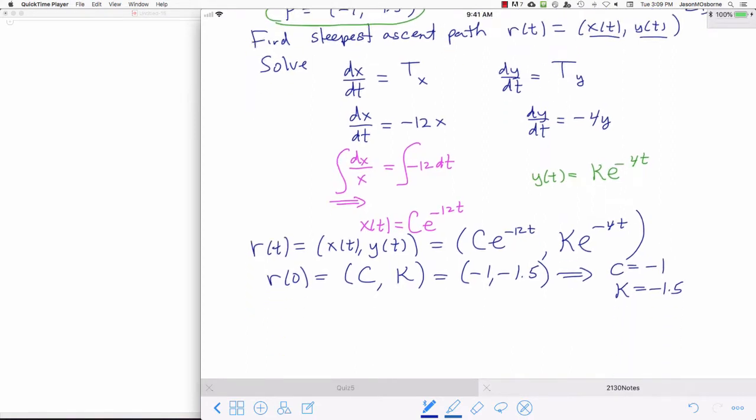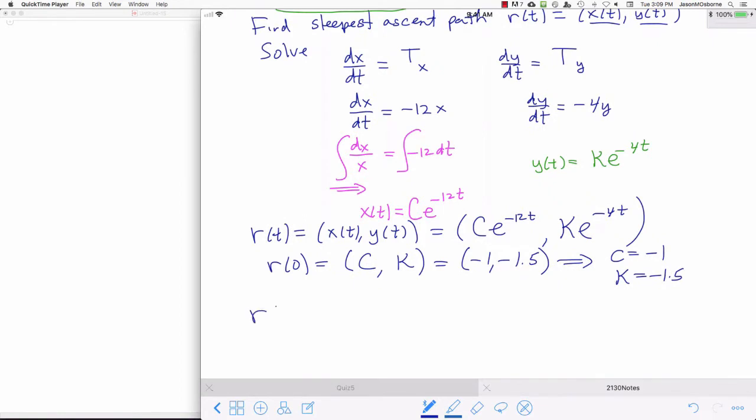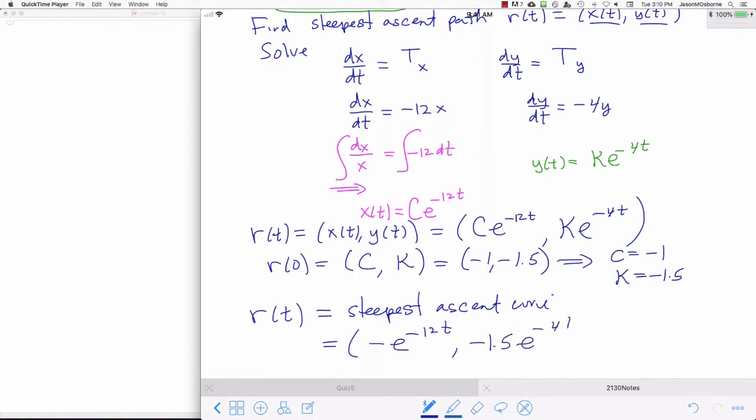So what we can say here is that the curve we've got, which is called our steepest ascent curve, is equal to negative e to the negative 12t and negative 1.5 e to the negative 4t. That is our curve, r of t, our steepest ascent curve.